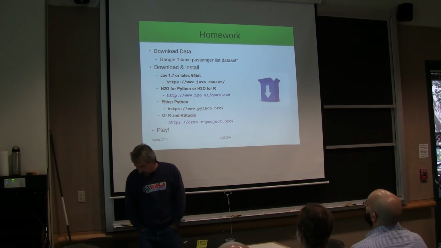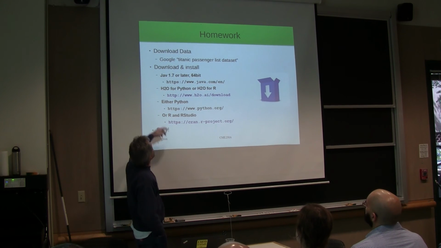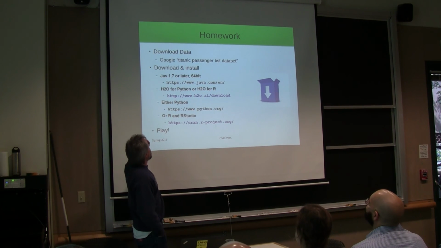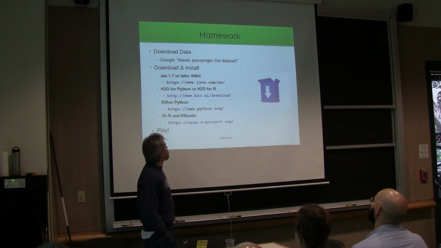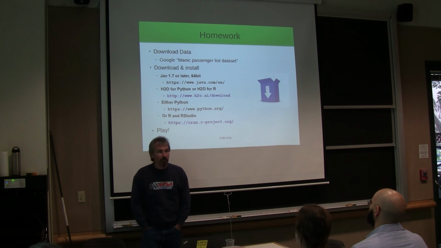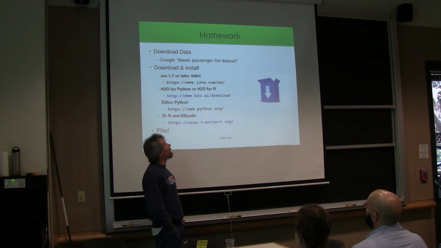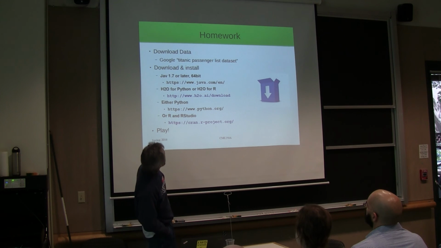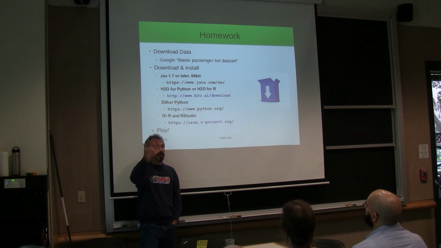So your homework, such as it is, is to go get that Titanic passenger list and screw around with it. Download and install on your favorite laptop Java 1.7 or later, the 64-bit version, and H2O for either Python or R, pick your favorite poison, and start playing around and see if you can get an H2O cluster up, connect to it, and do something. The website for H2O.ai should be up here, it's not, but it will have a lot of good starter scenarios to get you up and going and playing around with data.